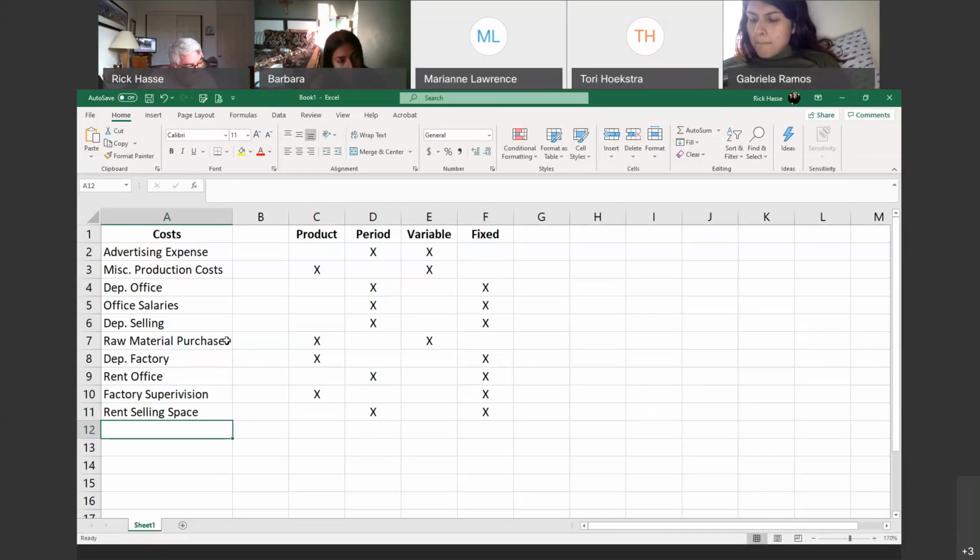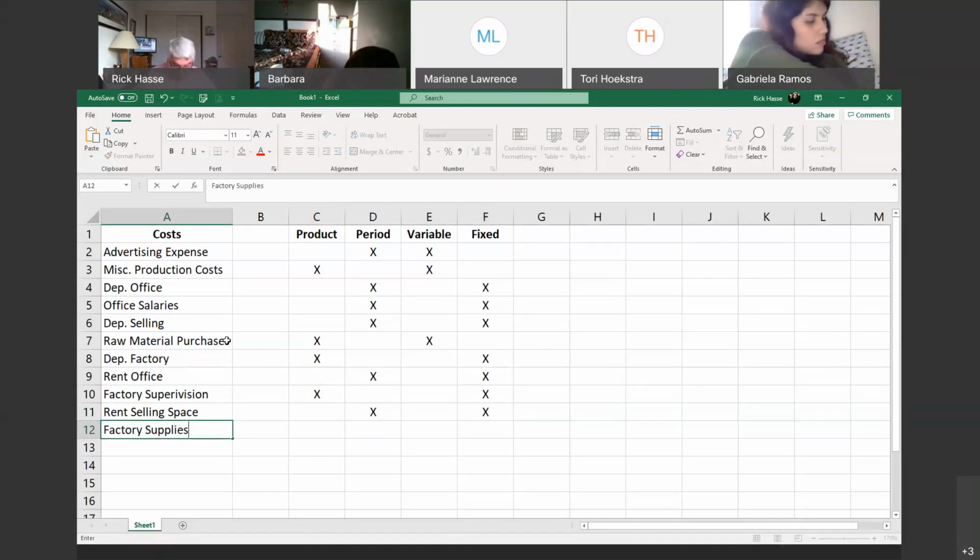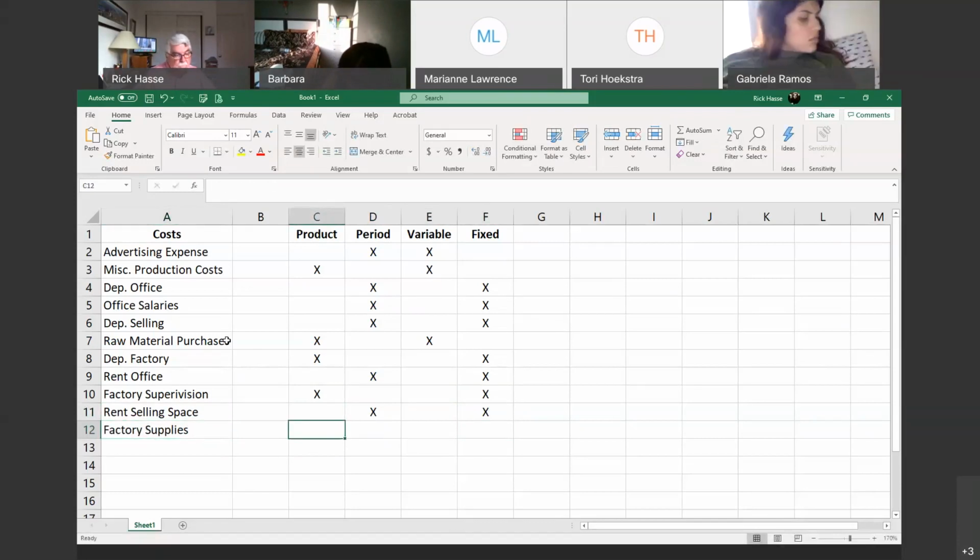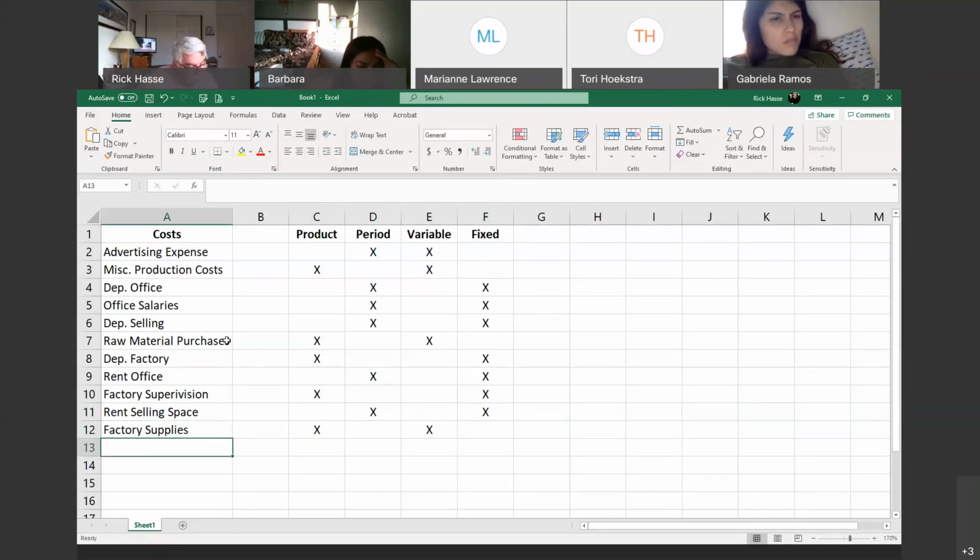Did I ask you to do another one? The factory supplies used. Factory supplies. Okay. I don't know if this makes a difference, but it says indirect materials. So that is a product. Very good. And I would say that is a variable. Very good. Excellent. Good job. And then the last one, how about rent expense on the factory? You gave me the factory supplies used, indirect materials. All right, go ahead.